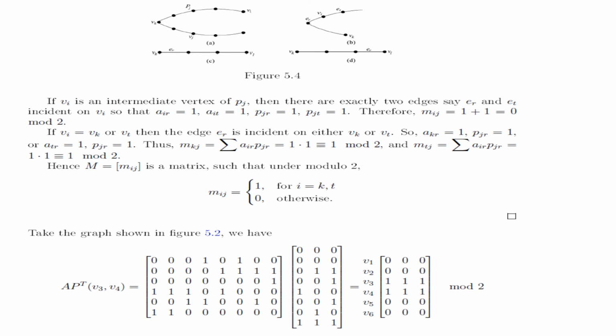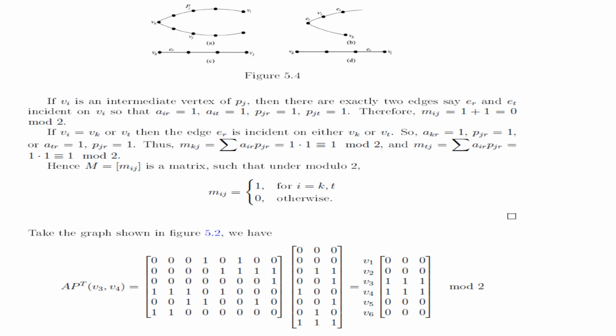If Vi is equal to Vk or Vt, then the edge Er is incident on either Vk or Vt. So Akr is equal to 1, Pjr is equal to 1, or Atr is equal to 1, Pjr is equal to 1. Thus Mkj is equal to sigma Air Pjr, which is 1 into 1, congruent to 1 mod 2, and Mtj is equal to sigma Air Pjr, which is 1 into 1, congruent to 1 mod 2. Hence, M is a matrix such that under modulo 2, Mij is equal to 1 for i equal to k, t and 0 otherwise.